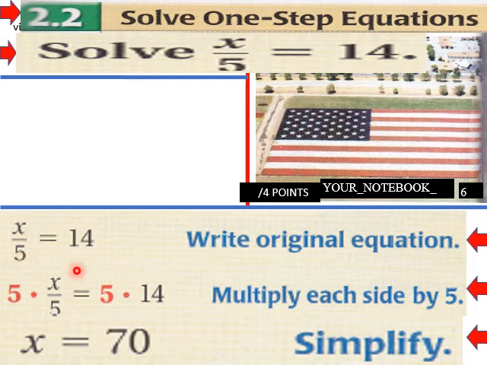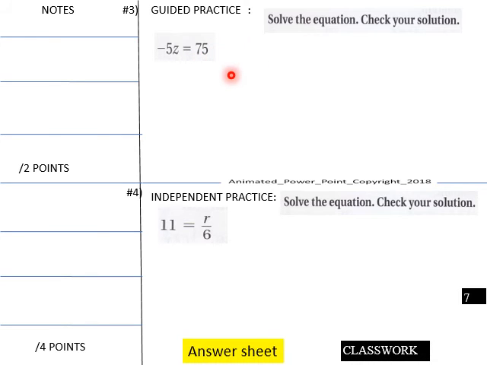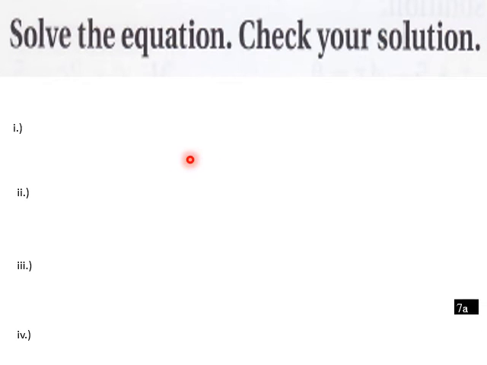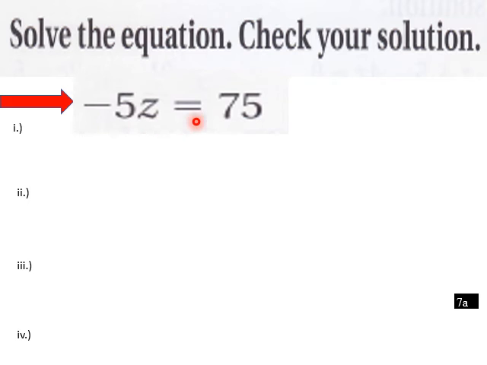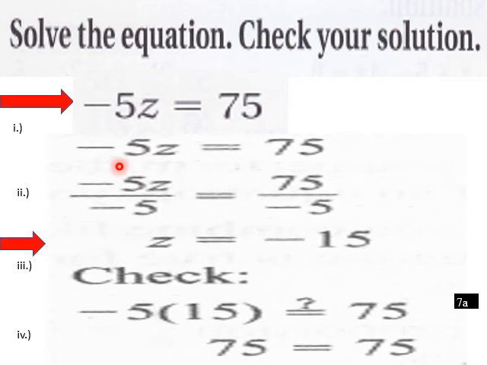70 over 5. Does that equal 14? It sure enough does. So anyway, solve this equation. Check your solution. That's our guided. Same thing down here for you students. Let's do our guided up. So we have negative 5z equals 75. Divide through by negative 5 on both sides.